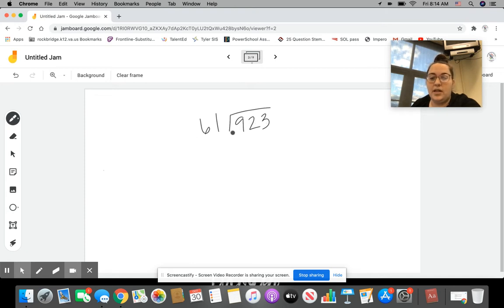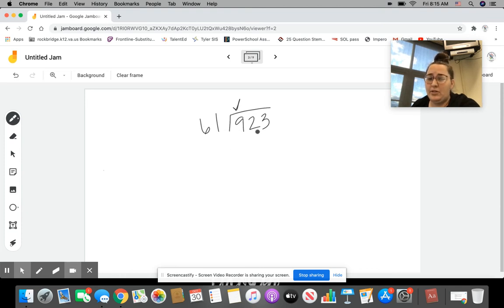So the first thing I ask myself is, can 61 go into 9? No. So I like to put a check mark. I like to put a check mark or something. You can put a 0, but I like to do something to show that nothing goes in that spot.